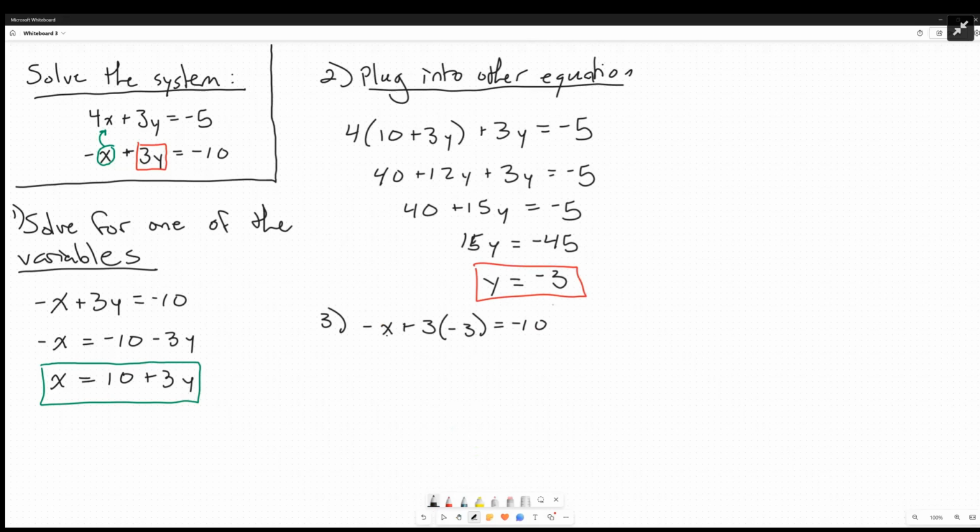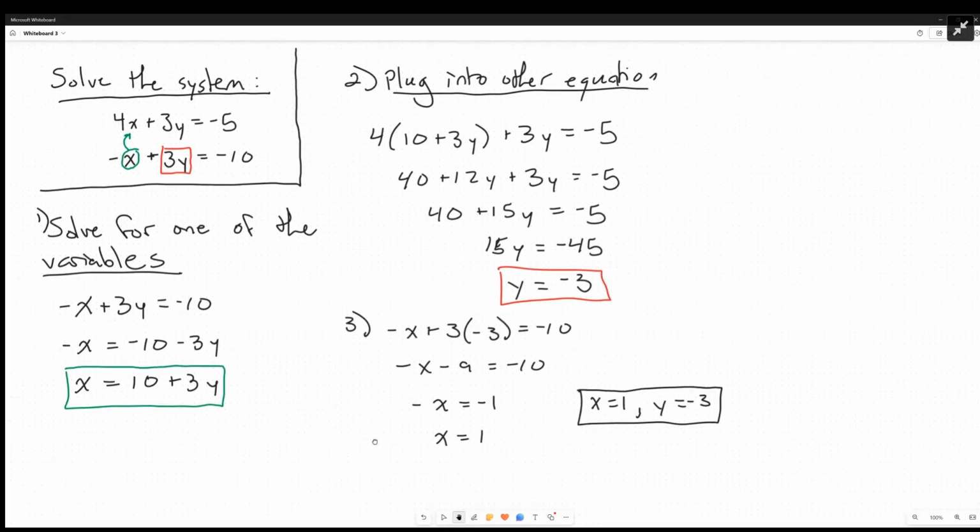Notice how by doing this, now we have an equation that only depends on x, and this is easy to solve. So we can do minus x minus 9 equals -10. So then we have negative x, adding 9 to both sides, equals -1. And getting rid of the minus sign, we have x equals 1. So we can stop here and say that x equals 1 and y equals -3 is the solution to our system of equations.